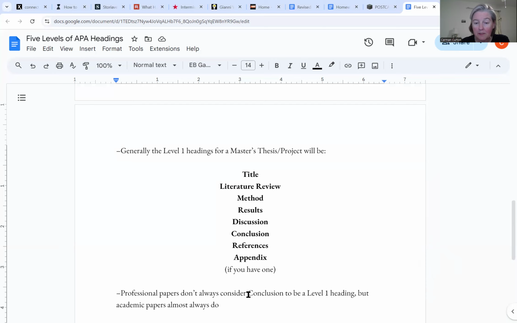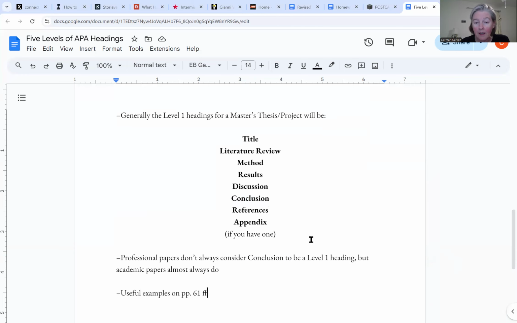Professional papers don't always consider the conclusion to be its own level 1 heading. Sometimes it will be a subheading after discussion, a level 2 heading in the discussion section. Academic papers almost always have a conclusion section.